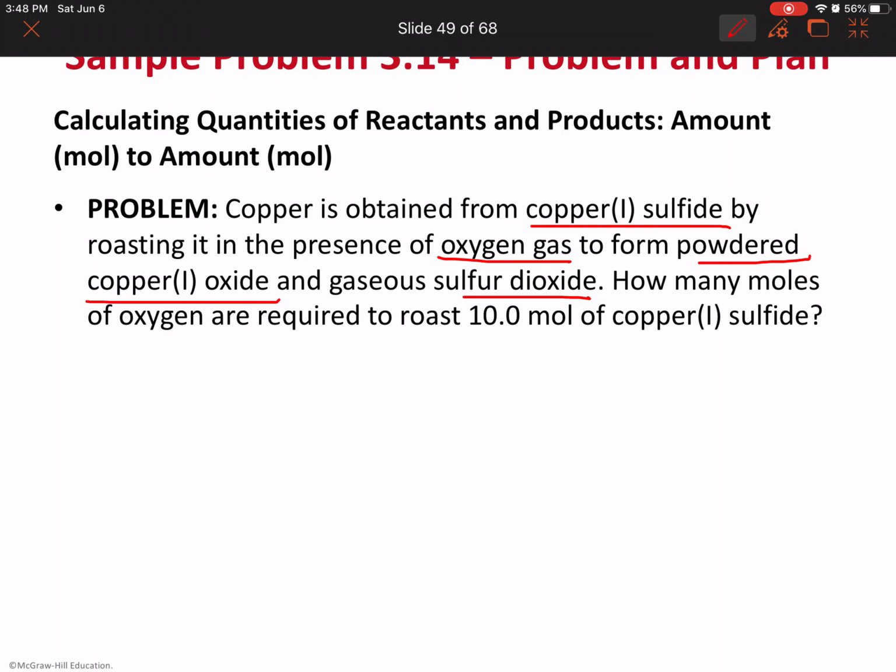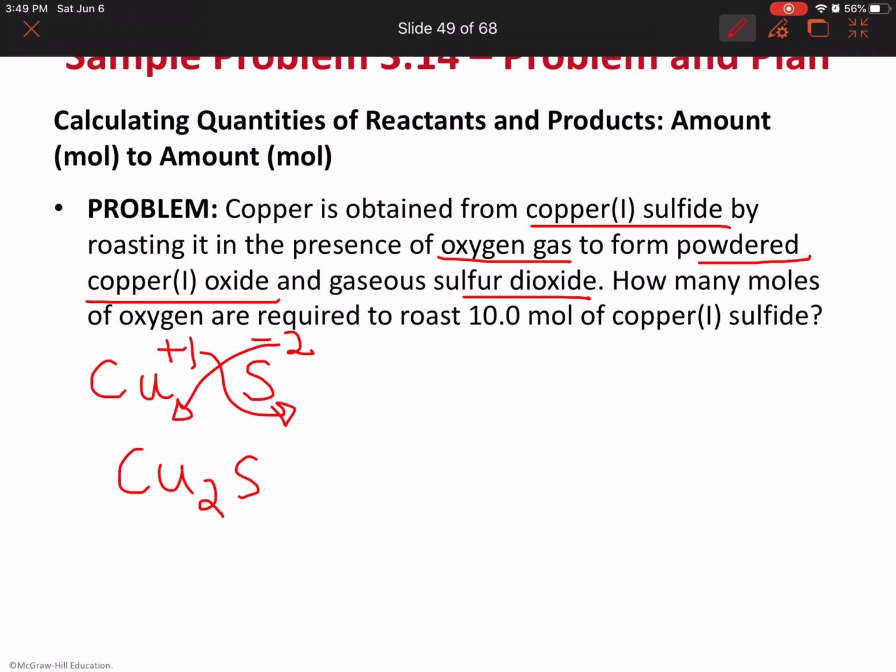So we need to draw the reactants and the products with the proper formulas. Copper 1 sulfide, meaning copper is +1 charge. And sulfur, what's the charge of sulfur? Normally sulfur is in group 6, it makes -2. So copper 1 sulfide is going to be then Cu2S. So your 2 goes right here and 1 goes there, Cu2S. And then we have oxygen. Normally oxygen exists in nature as a diatomic molecule, so you have to write it as O2.